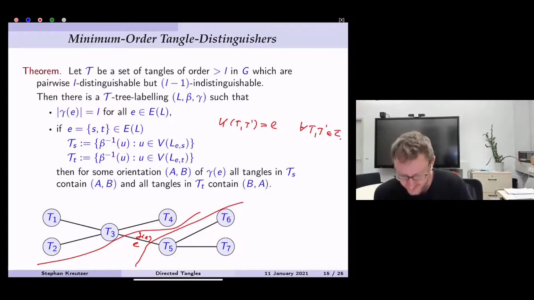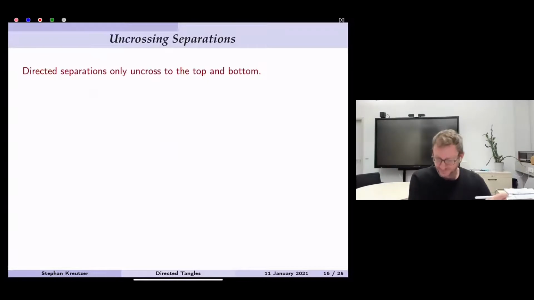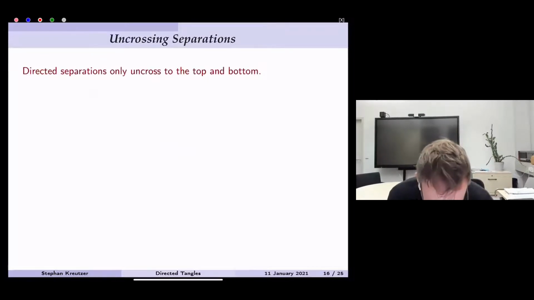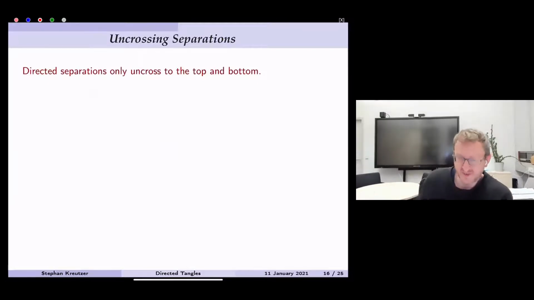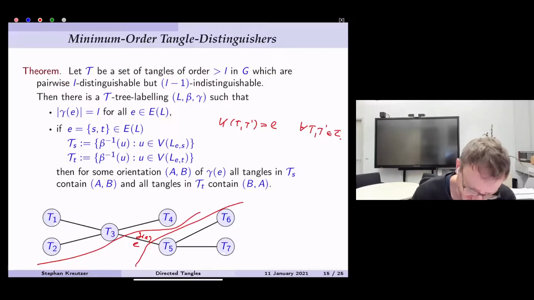Okay, so let me prove this first. And before I prove this, maybe let me also explain, for those of you who know the undirected tangle theorem, how you prove it, just what doesn't work. I mean, what's the problem? Because then we see how to prove it. So we want such a tree here, of course. Yeah. So this thing, and these are the tangles of our set T, and we need to find sort of the edges here. Each of them needs to be labeled by some separation.